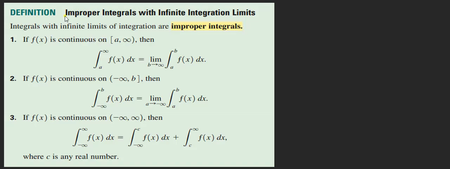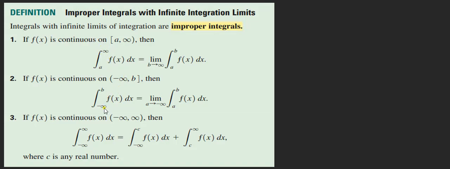In this video, we're going to talk about improper integrals. An improper integral is when you have a lower or upper limit, or both of them, that involves infinity. So for example, look at the first example: the integral from a to infinity. The upper limit is infinity.